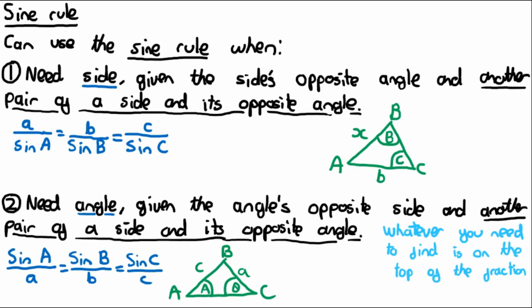So overall, these are the 2 scenarios in which you can use the sine rule. The key 2 things to take away are, when you see this pair of a side and its opposite angle, that is a massive clue that you're going to need to use the sine rule to answer the question. And the other key thing is when to use the 2 different versions of the sine rule. I think this tip in the light blue is really good: whatever you need to find is on the top of the fraction. So in this scenario, you need to find a side, so it's the side that is on top of the fraction.